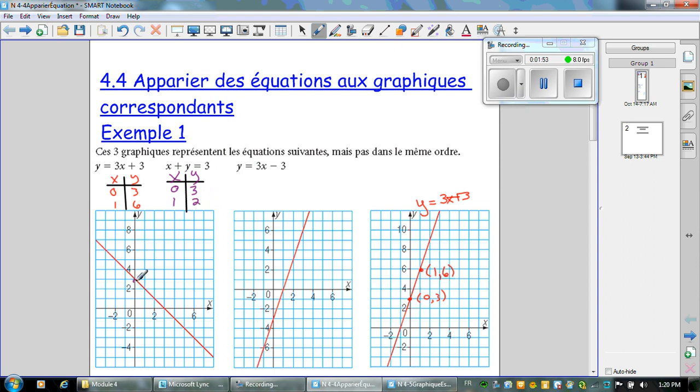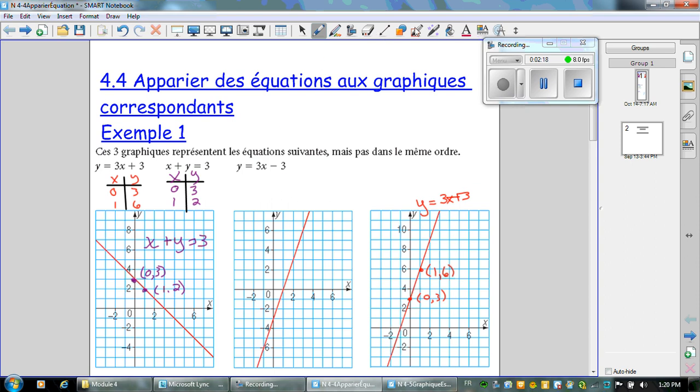So this one here goes through (0, 3). Notice that we had two graphs going through (0, 3), so we need more than one point. You need at least two. And there's only one that goes through (1, 2) right here. So this graph here would be x plus y equals 3.